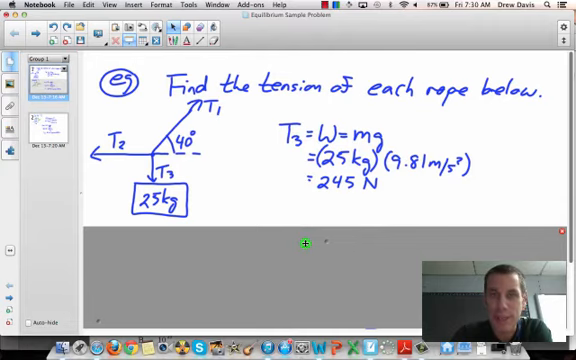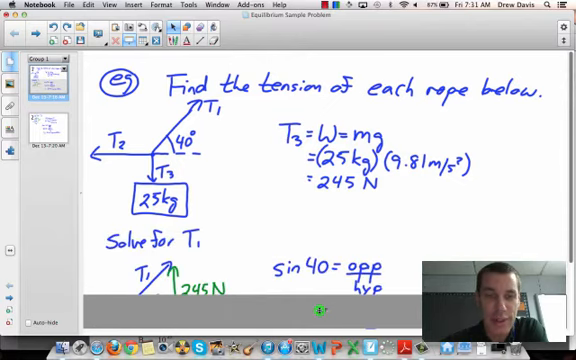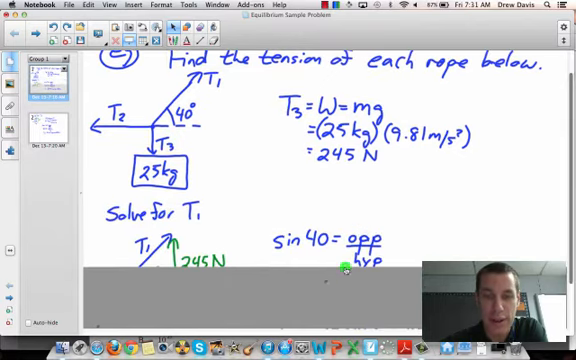Alright, well T3 is pretty easy. T3 is just the weight of that 25 kilogram mass, and that's equal to 25 times 9.81, which is 245 newtons. So T3 we've already solved. Okay, the force going down through T3, tension 3, is 245 newtons. Now, we're going to use that information, that 245, to look at T1.